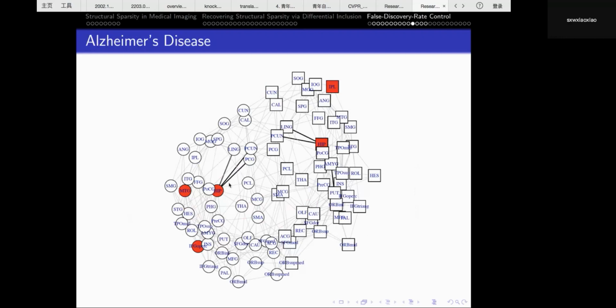As shown, all connections involve the hippocampus, which is also selected in the selected regions. And we can additionally select the medial temporal lobe, which is also found to be an early damaged region for Alzheimer's disease.